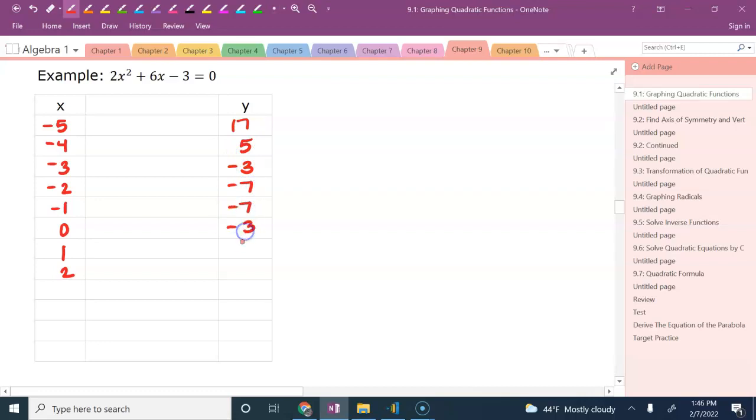-7, -3, 5, 17. Now if we look at this one, the vertex is in between these points here, because there's not a point in the middle of that -7 where it kind of starts to reflect. So it's probably going to be a decimal for my vertex, which is not always the easiest thing to graph. So we'll have to kind of estimate where we think that's going to be. Okay, and then again, where are your roots? Well, one's going to be right here, because I went from 5 to -3, and then down here I went -3 to +5, so there's another root.